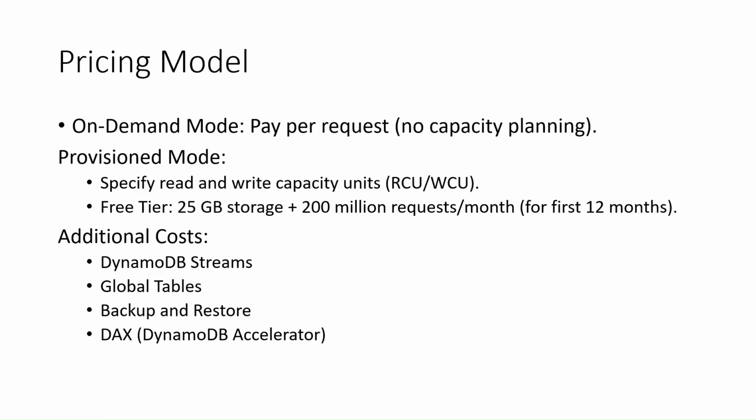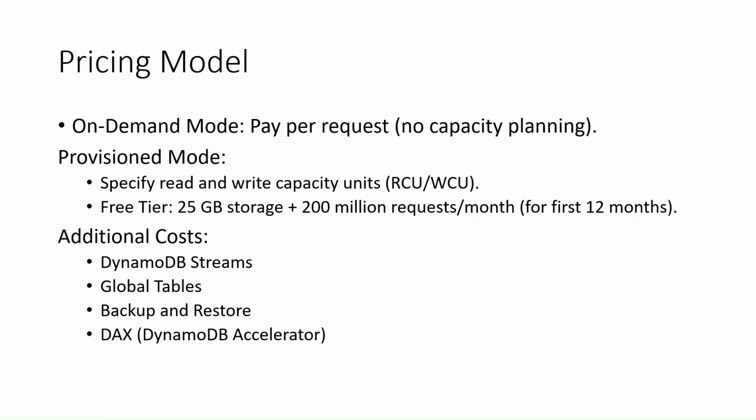Now let's discuss how the pricing works for AWS DynamoDB. In on-demand mode, you pay per request. In provisioned mode, you specify read and write capacity units. So we need to specify how much read and write capacity your application will need. Read capacity units are the number of reads per second. Write capacity units are the number of writes per second.